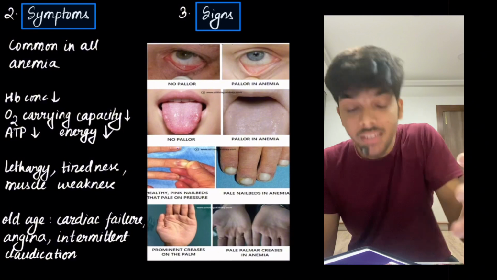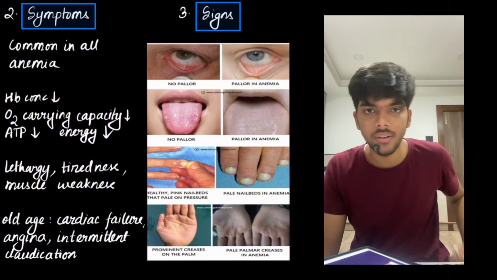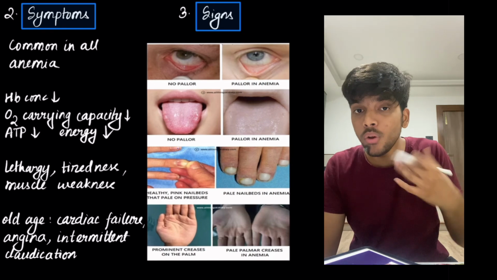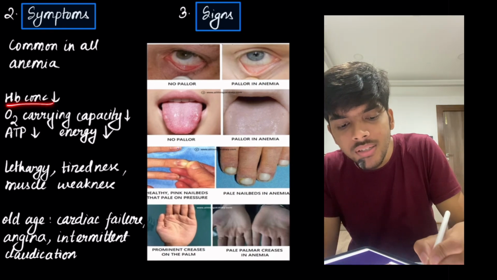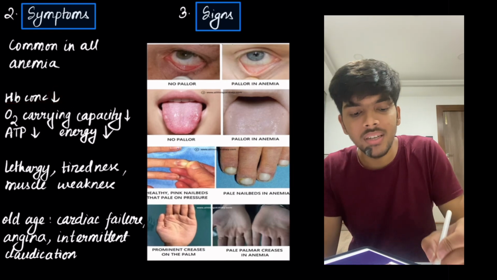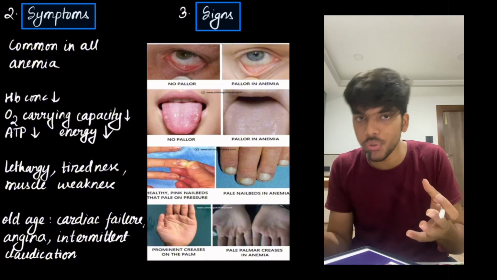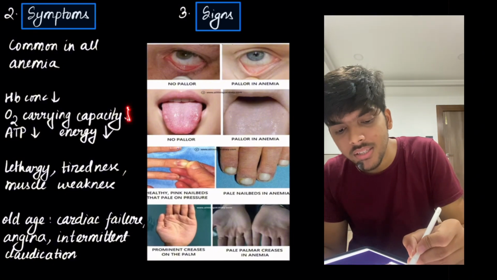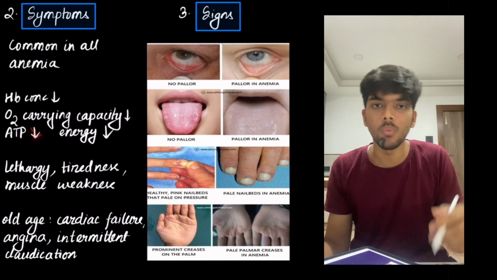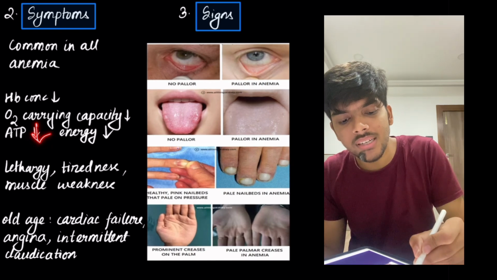So what happens in anemia? In anemia, again, there is decrease in hemoglobin concentration. What does hemoglobin do? It carries oxygen. So if hemoglobin concentration decreases, oxygen carrying capacity decreases. Who needs oxygen? Your tissue needs oxygen. Why? In order to produce ATP. So if there is less oxygen, there is less ATP. What is ATP? It is the energy currency of the body. So if there is less ATP, there is less energy.